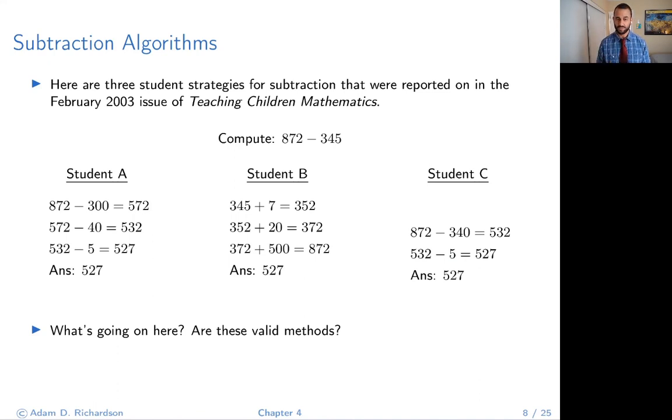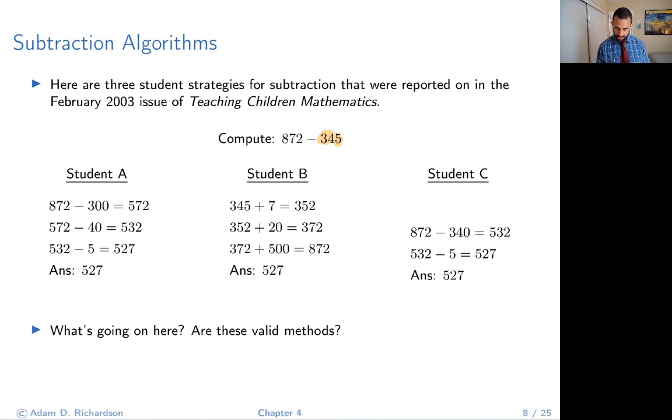So student B is one of my favorites because it makes things very, very, how do I put it, less scary when you realize that you can do something like this. So this student essentially worked backward. They realized that they could start at 345 and count up to 872. See, dyslexia, I swear. 872. They could count up to 872. Go for it. They totally can.